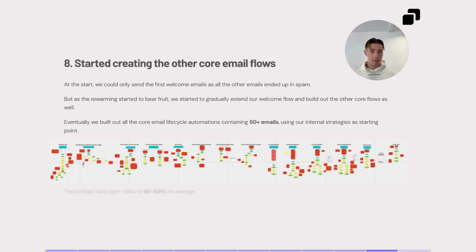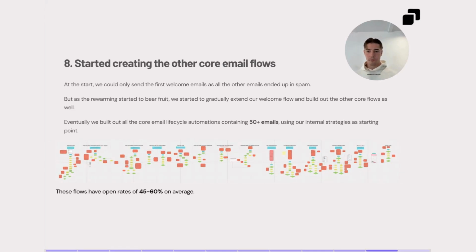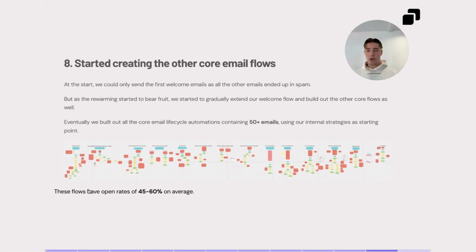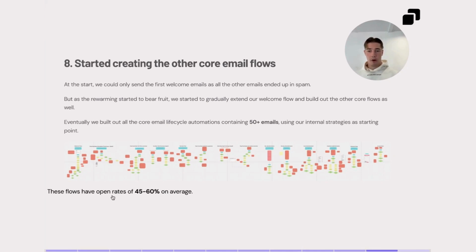So it's again a good way to get these artificially high open rates from those emails, and then get leverage from those to heal domain reputation. And then over time, as it was fully healed, we were able to build out all of the other flows as well, like re-engagement, win-back flows, sunset flows, and stuff like that. And this whole setup has an average open rate of 45 to 60% per email.